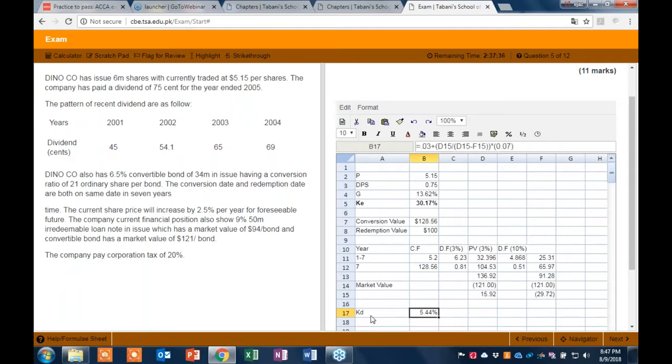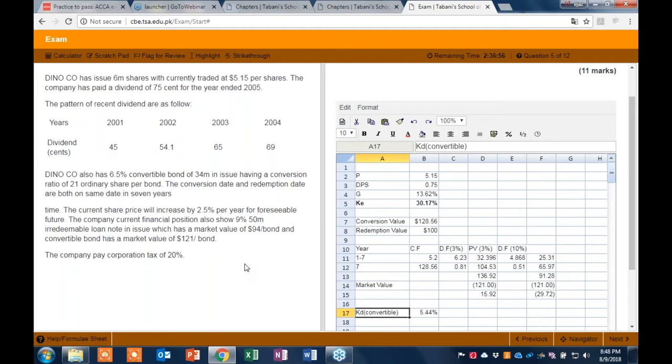Why 3% discount factor? It's just an assumed rate. For calculating IRR, we take two different rates and we make sure that we get one positive NPV and one negative NPV. So just to be sure that we get a positive NPV, we have taken 3%. So the cost of debt is 5.4%, but this cost of debt is for the convertible debts. So we've got cost of equity, we've got the cost of debt of convertible.